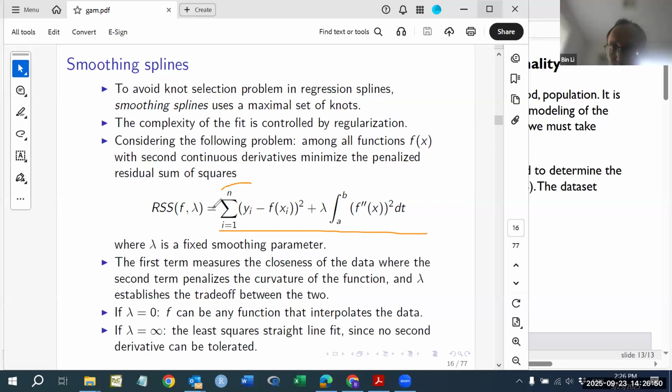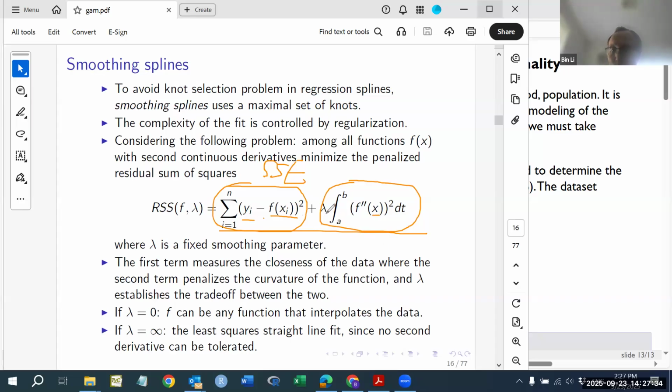Okay, so what is that? Let's say we have 2 parts, right? What is the first part? The first part is just the sum of squares error. It's just the observed y minus the fitted value, take the square, take the summation. That's the sum of squares error, right? And what is the second part? The second part is the integral of the square of the second order derivative of f from a to b. So what is a and b? A and b are the lower bound and upper bound for the x.